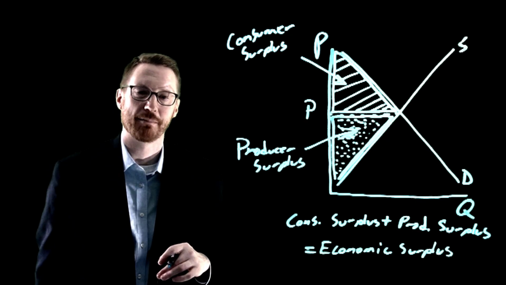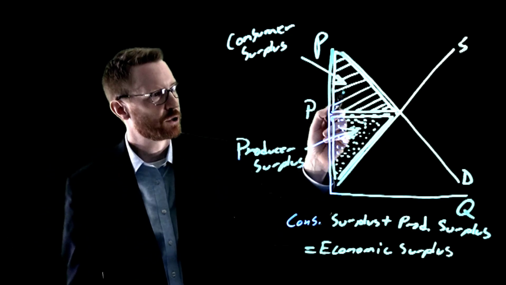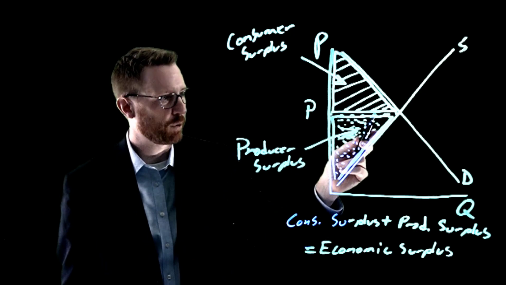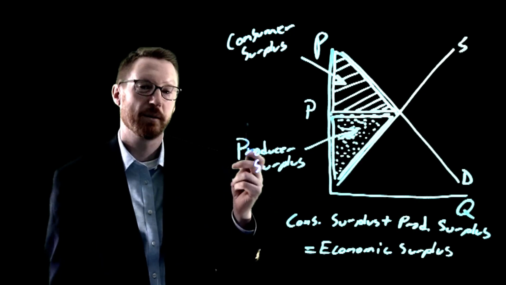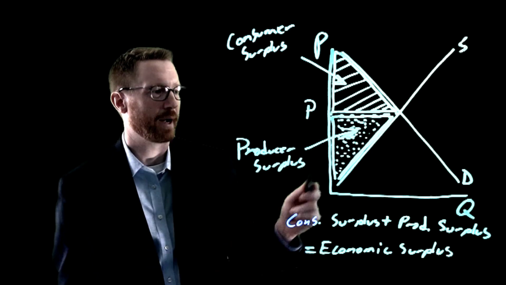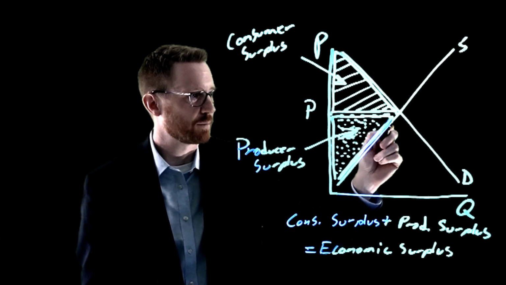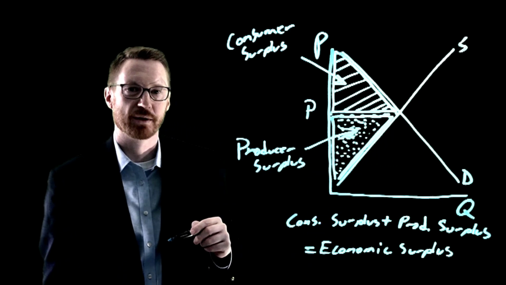Both sides are made better off by trade. Consumers by this triangle above price and below the demand curve. Producers made better off by the triangle above the supply curve but below the price.